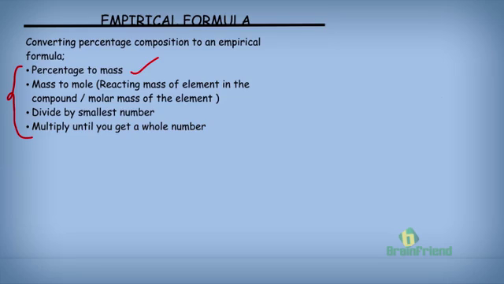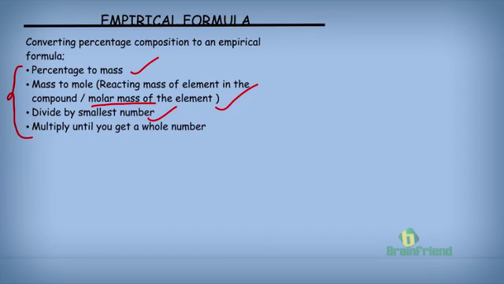Most problems about empirical formula are given in percentage compositions. So the first thing you do is convert the percentage of the elements given to mass. Then the next thing you do is convert the mass to mole. How we do it is that we divide the reactive mass of the compound by the molar mass of the elements. After that, the next thing we do is divide by the smallest number gotten.